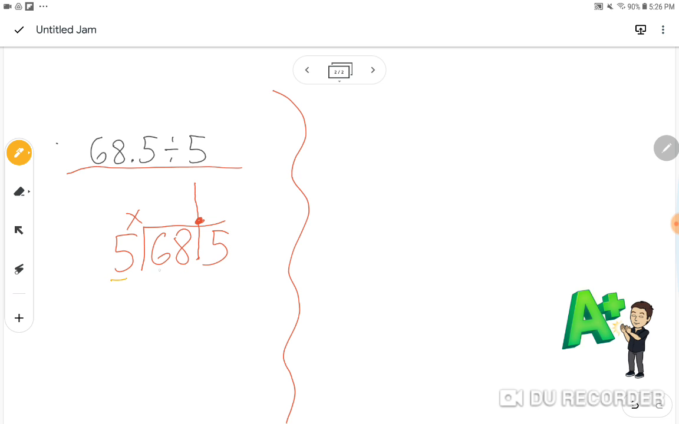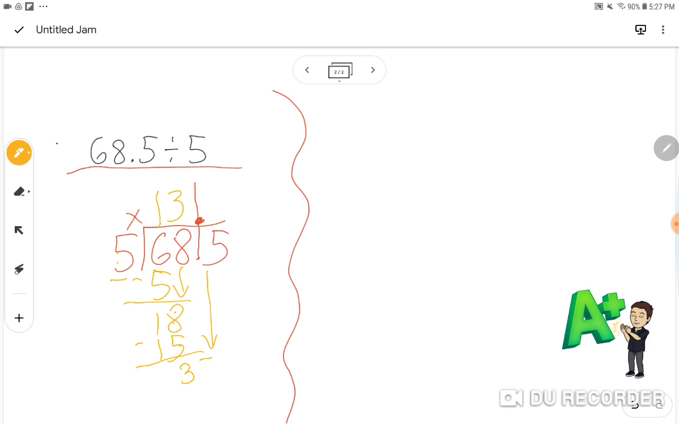All right, how many 5s go into 6? 1. Touch it. 1 times 5 is 5. Subtract and bring down. Start over. How many 5s are in 18? 3. 3 times 5 is 15. 8 take away 5 is 3.